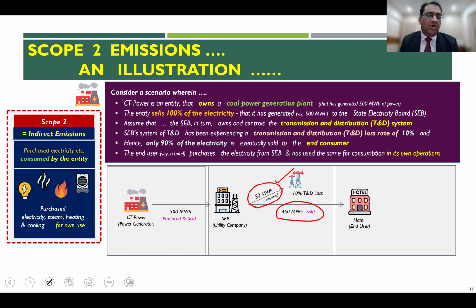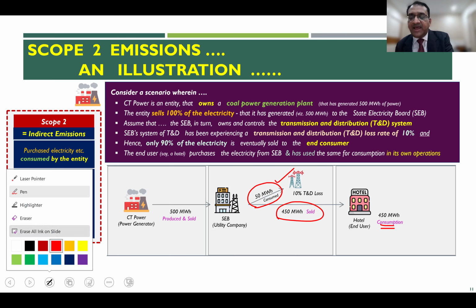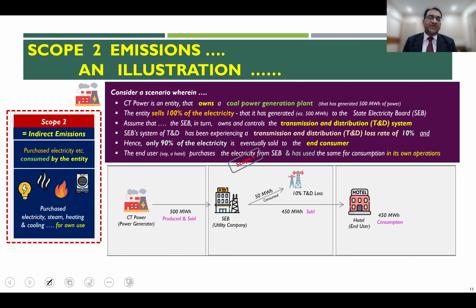So actually, the 450 megawatt which is being sold to the hotel is eventually consumed by the hotel. Now, in this fact pattern, how will the reporting happen? The 50 megawatt which is being used for transmission and distribution losses is electricity being consumed by the state electricity board for its own business, its own operations. It is scope 1 reporting for the state electricity board.